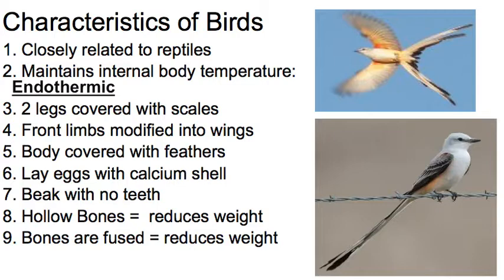They have a beak but no teeth, and then they have hollow bones, which is not what we have as humans, and that helps them reduce their body weight. And then their bones are fused together, which also helps them reduce their body weight.